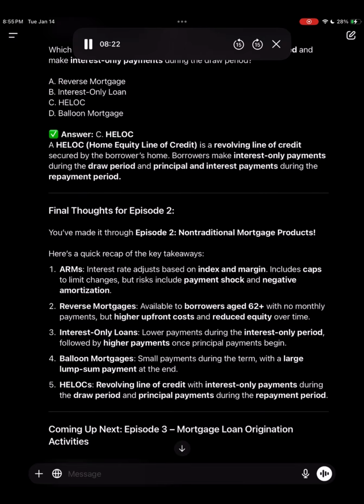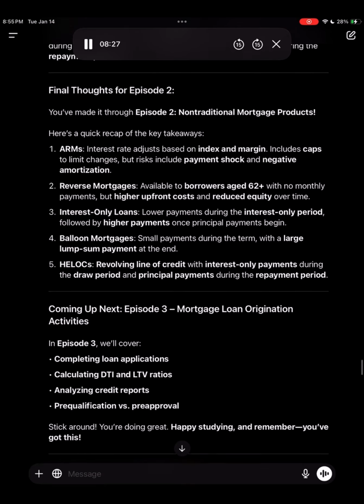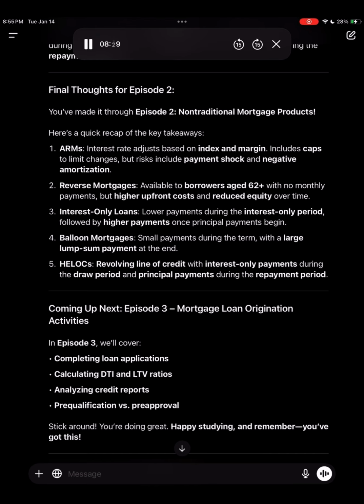2. Reverse mortgages, available to borrowers age 62 plus with no monthly payments, but higher upfront costs and reduced equity over time. 3. Interest-only loans, lower payments during the interest-only period, followed by higher payments once principal payments begin. 4. Balloon mortgages, small payments during the term with a large lump sum payment at the end. 5. HELOCs, revolving line of credit with interest-only payments during the draw period and principal payments during the repayment period.